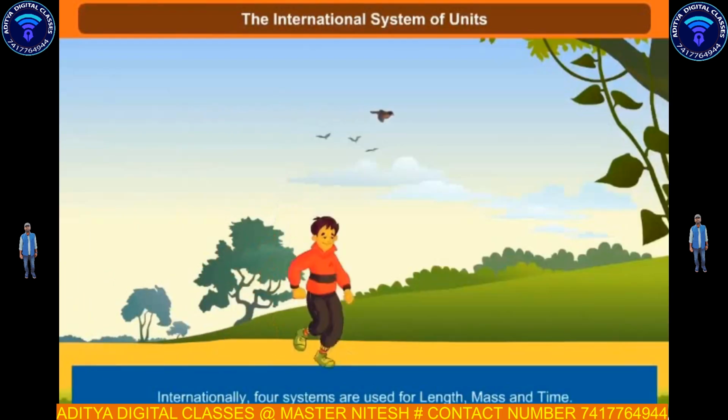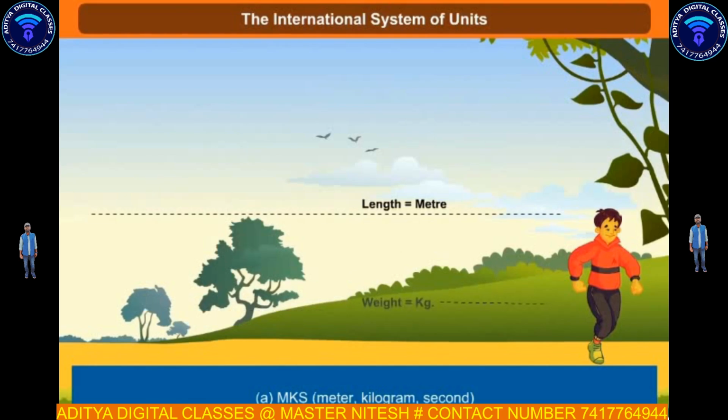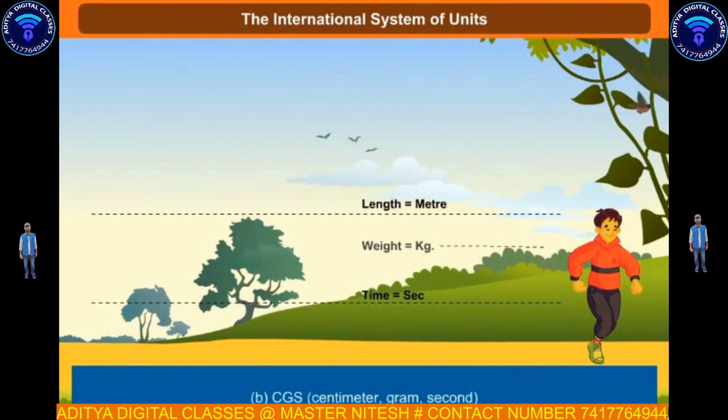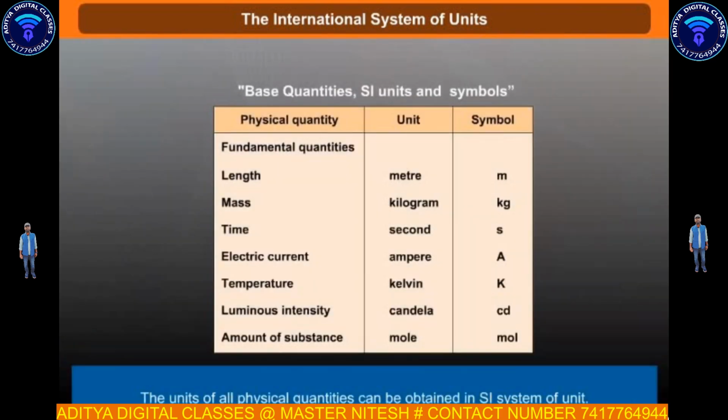Internationally, 4 systems are used for length, mass and time: MKS, meter kilogram second; CGS, centimeter gram second; FPS, foot pound second; and SI, International System of Units. The units of all physical quantities can be obtained in the SI system of units. Have a look at the base quantities, SI units and their symbols.